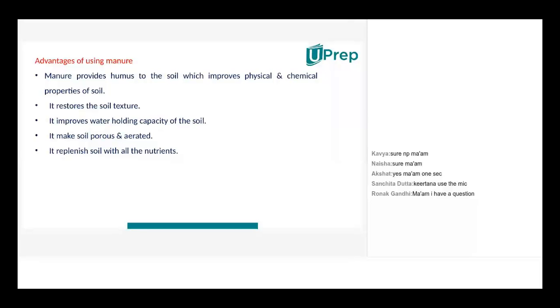Varnika, can you please read out the advantages of using manure? Yeah. Manure provides humus to the soil, which improves physical and chemical properties of soil. It restores the soil texture. Correct. It improves water holding capacity of the soil. Good. It makes soil porous and aerated. Good, very good. Okay, when we say that it provides humus to the soil, what is humus? What is manure, fertilizer, humus? Isn't it all the same? What is humus?